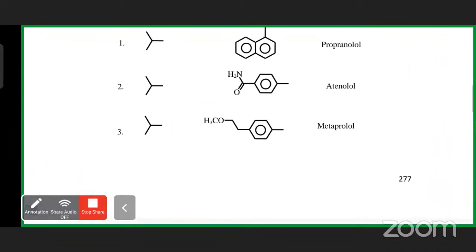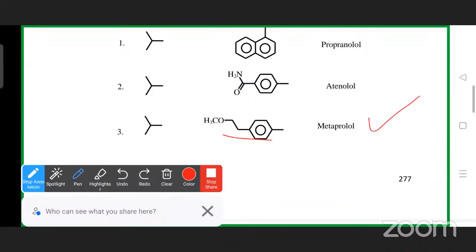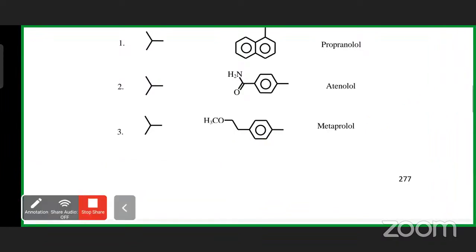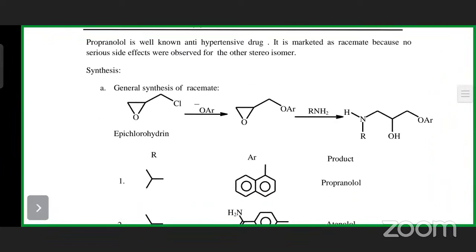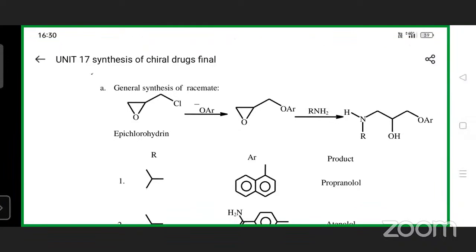And if the R group is isopropyl and the aromatic group is methoxyethyl benzene, right? Methoxyethyl benzene, then it is metoprolol. All are antihypertensive drugs. All are antihypertensive drugs only. And the synthesis is very simple. You treat with the phenoxide ion here, then you treat with the base, and you will get your compound here.